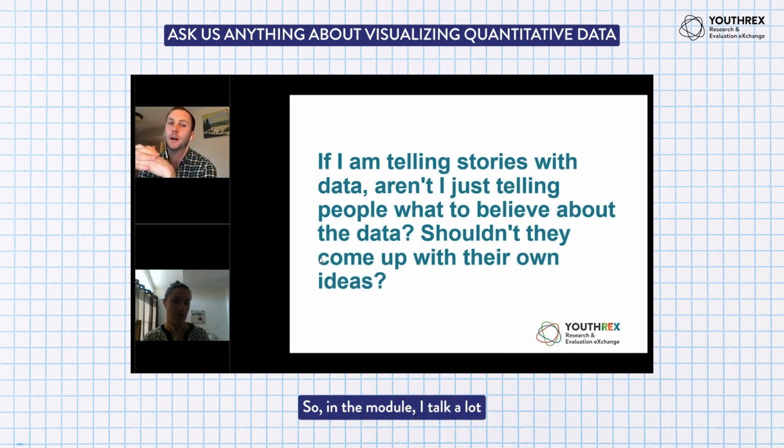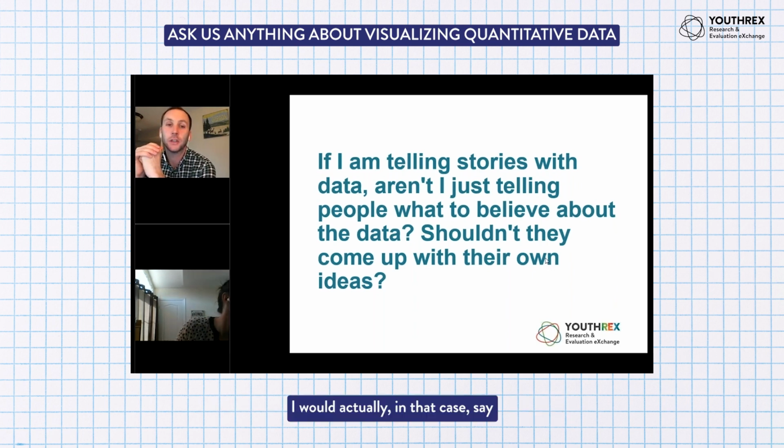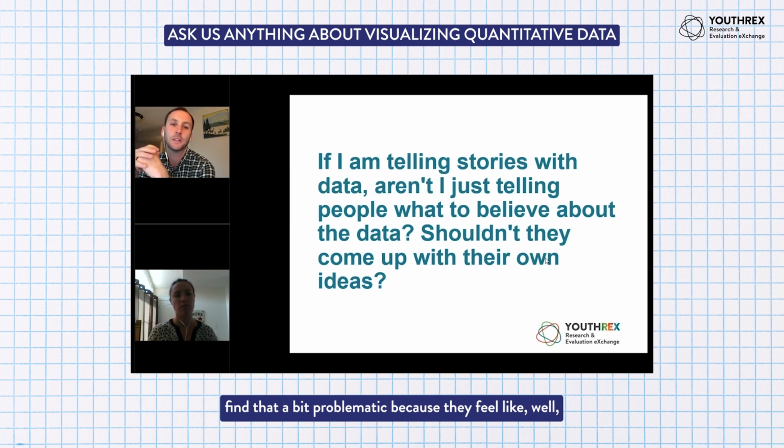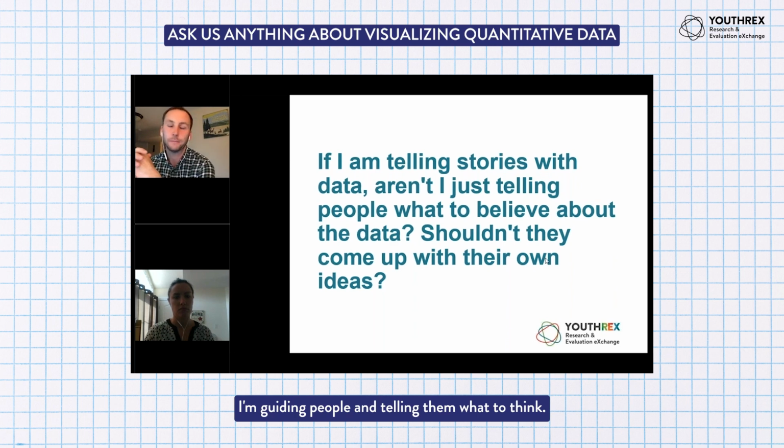Yeah, so in the module, I talk a lot about using, for example, descriptive titles. So not just saying percentage of students who completed this training or whatever the outcome is. I would actually, in that case, say 75% of students completed the training. And some people find that a bit problematic because they feel like, well, I, as the data analyst, am guiding people, I'm telling them what to think. And I think that's actually a valid concern, and I think it can depend on what your goal is.